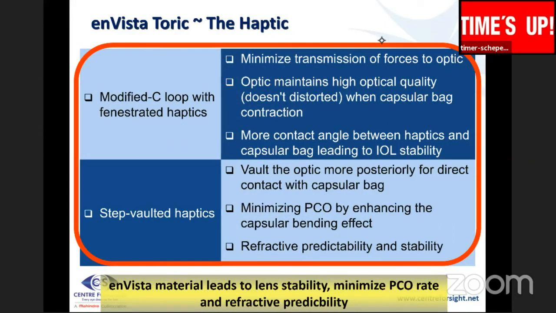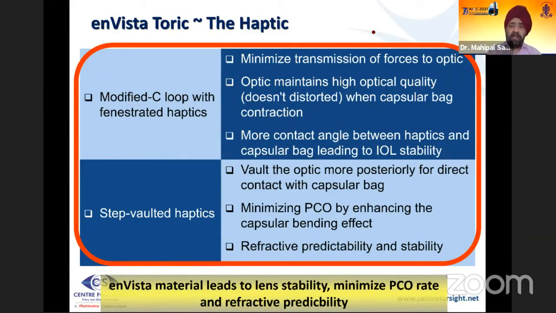Now, the modified C loop has fenestrated haptics, which is again a good thing, which you don't see in single piece lenses, and it minimizes transmission of forces to the optic, and the optic maintains high quality, and there is more contact between haptics and the capsular bag. The step vaulted haptics are the other things which help reduce the PCO.